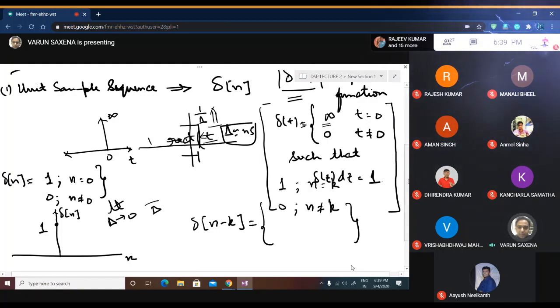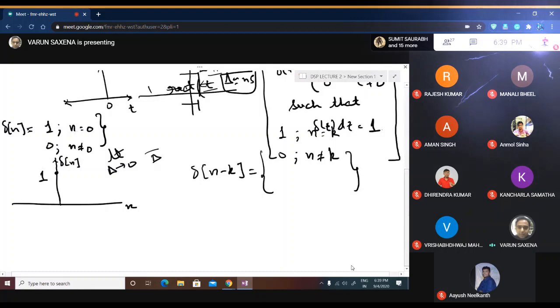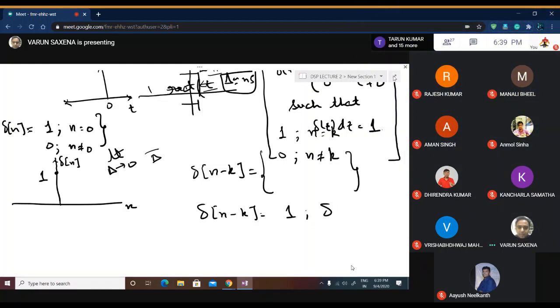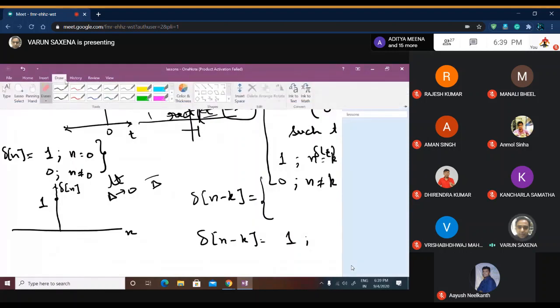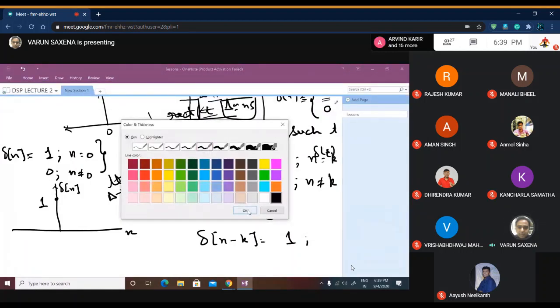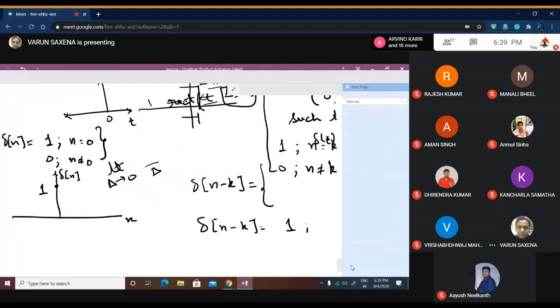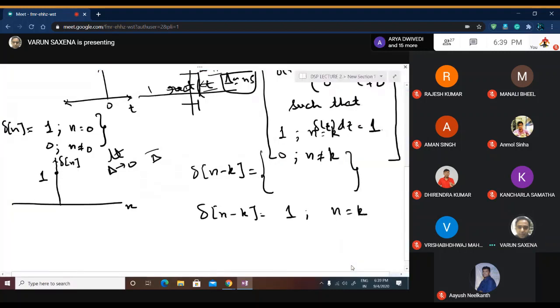Sorry, it has gone up for some reason. Let me just make it again. So delta n minus k is going to be 1 when n is equal to k, and it is going to be 0 when n is not equal to k. It's just as simple as that. There is nothing more to look into, it's a delayed version.